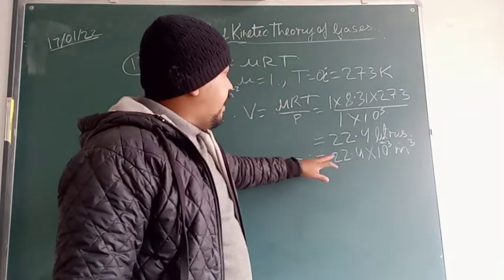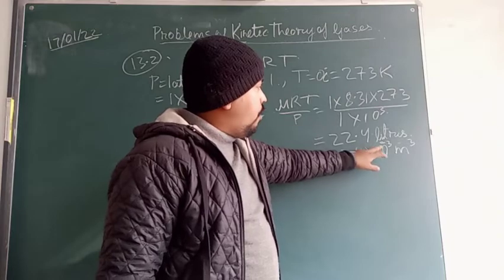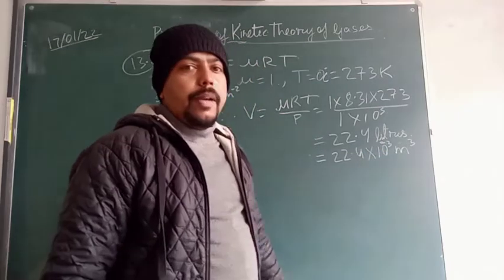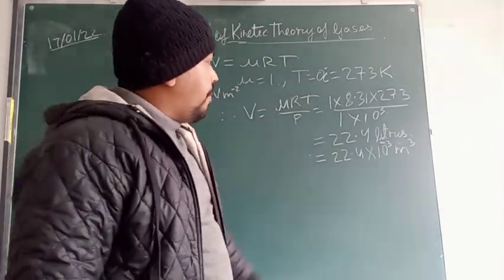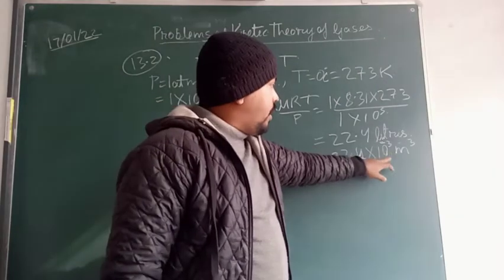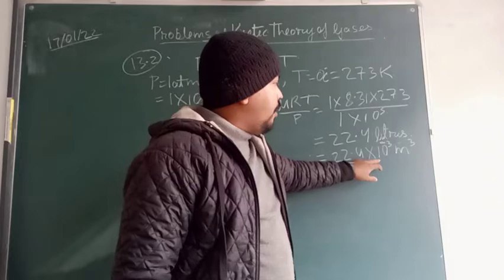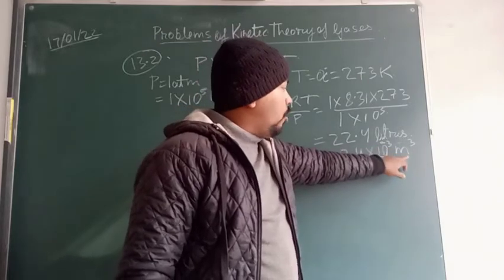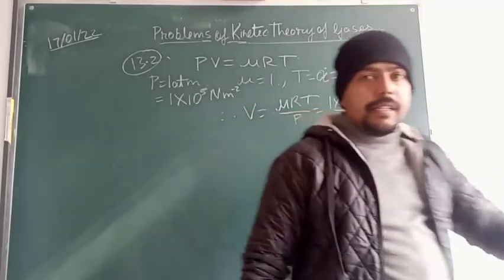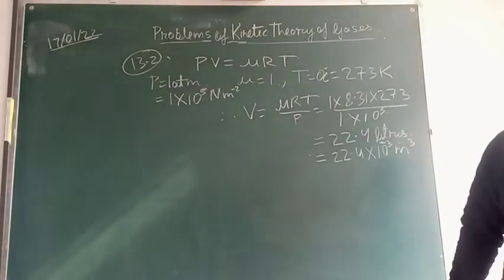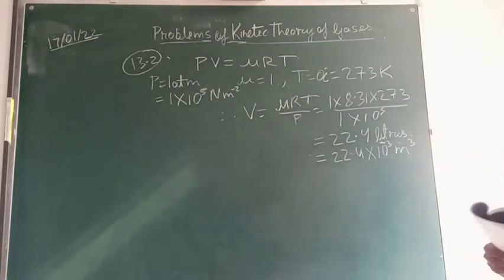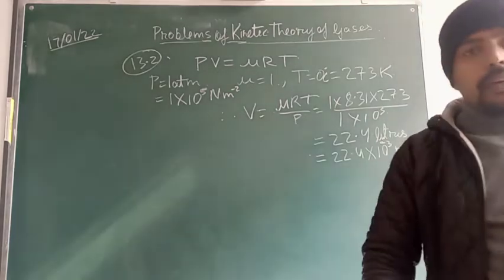Okay, and then you can write that 1 liter is how many? 10 to the power minus 3 meter cube. So here is the relation: if you are getting something like 10 to the power minus 3 meter cube, you can just replace it with liters, and that comes out to be 22.4 liters.